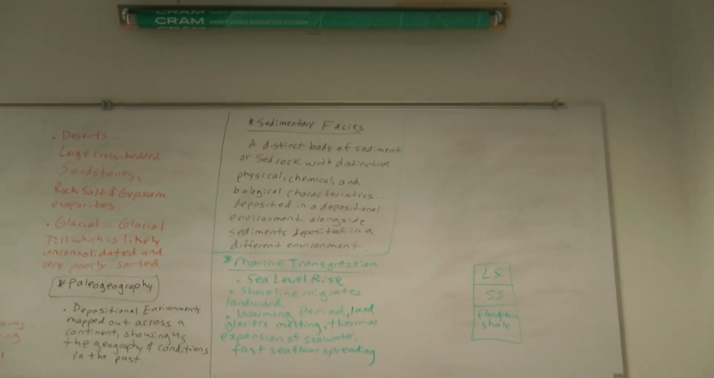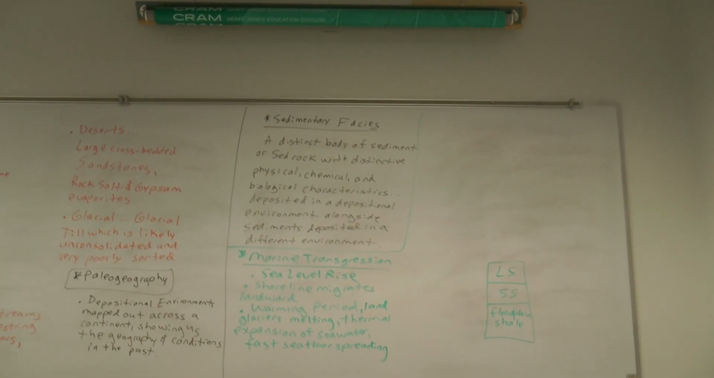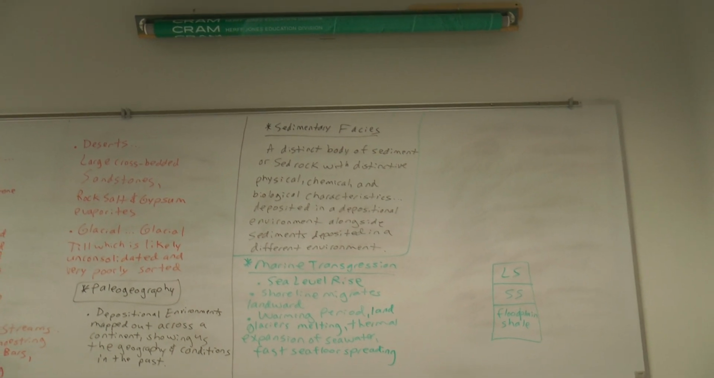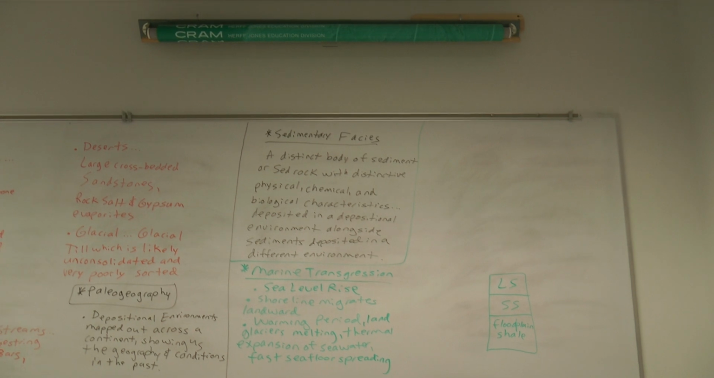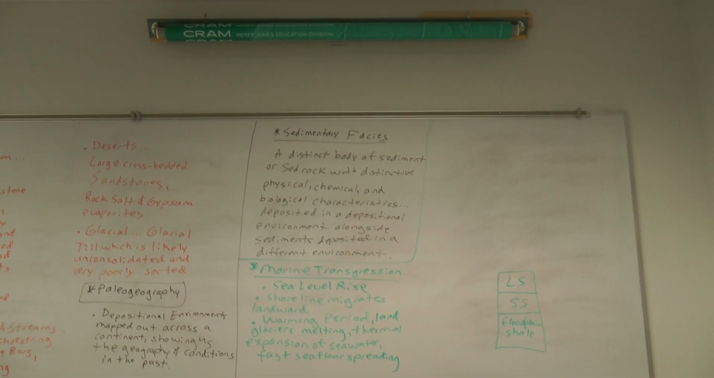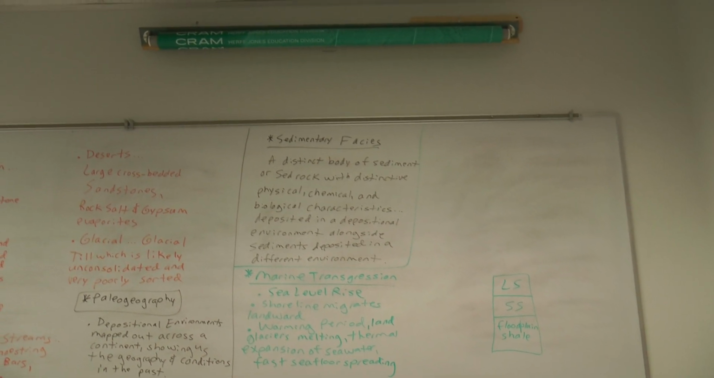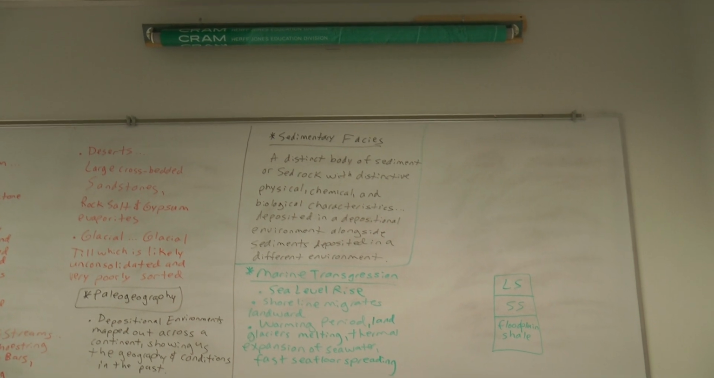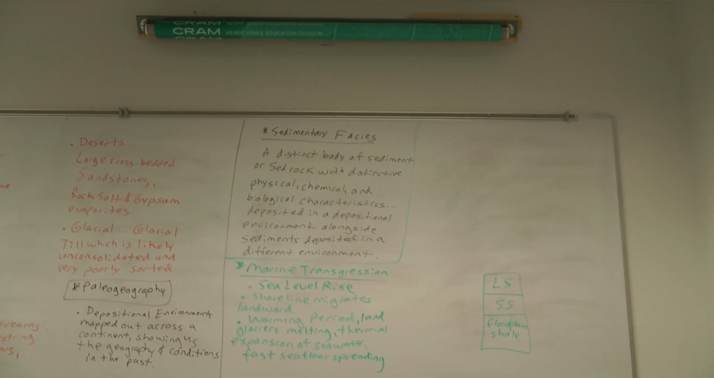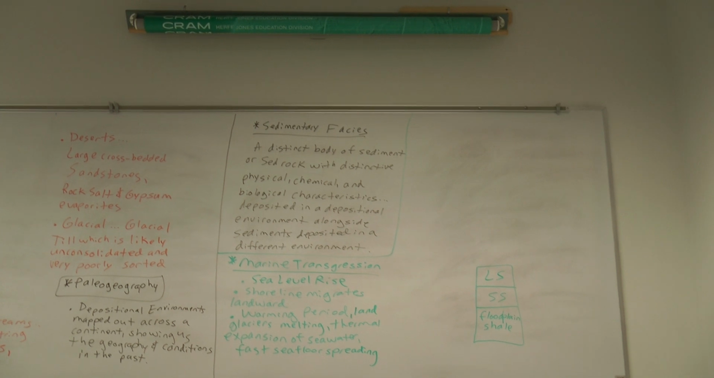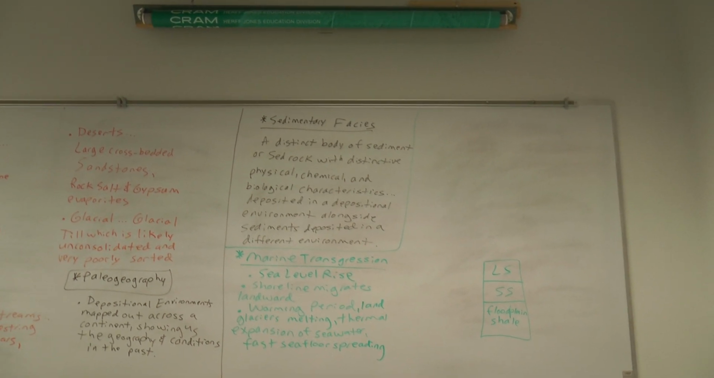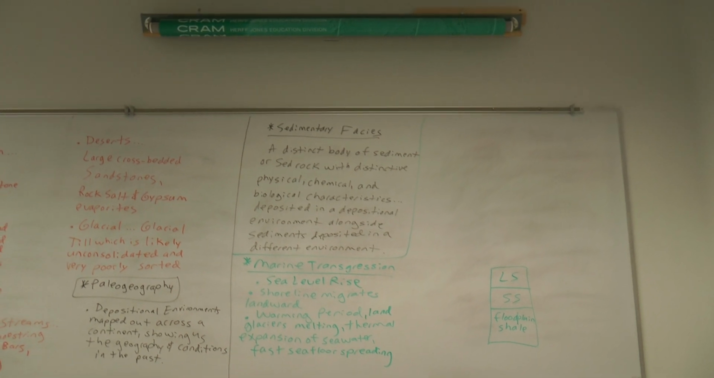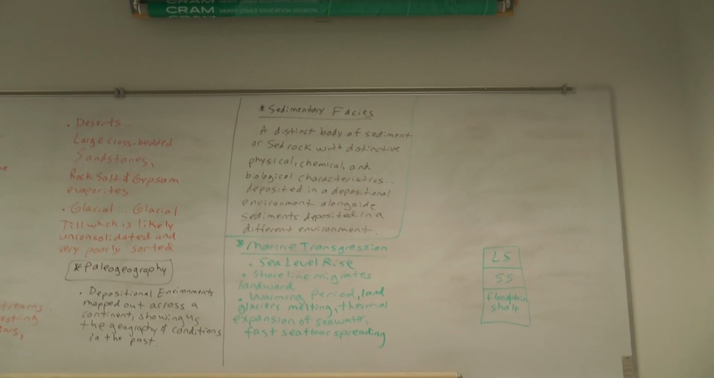Moving over another board. Okay, kind of a new topic here, sedimentary facies. A distinct body of sediment or sedimentary rock with distinctive physical, chemical, and biological characteristics. In other words, it's its own thing. This is clearly a delta deposit. It's not exactly like anything that is to the east or west or north or south of this delta deposit. All right, that moves on to that second part there.